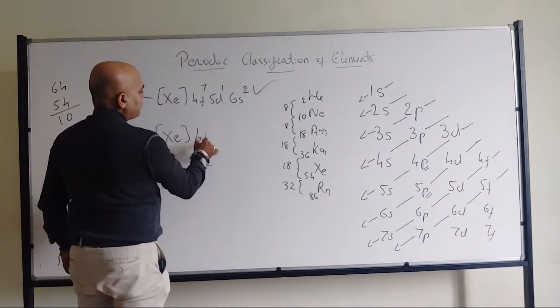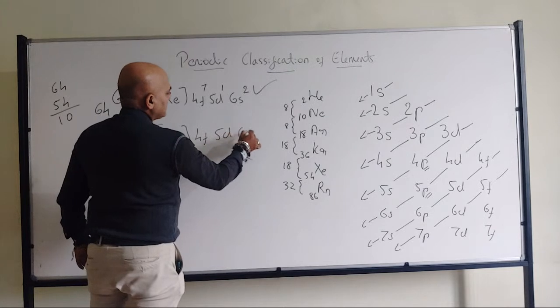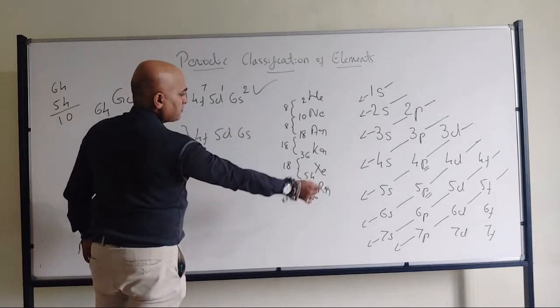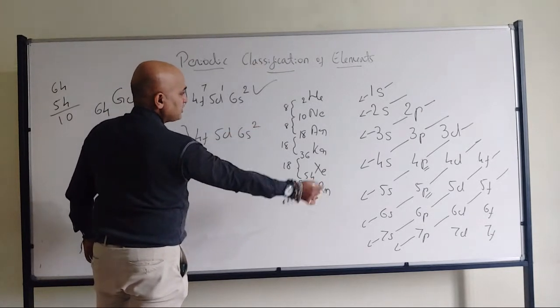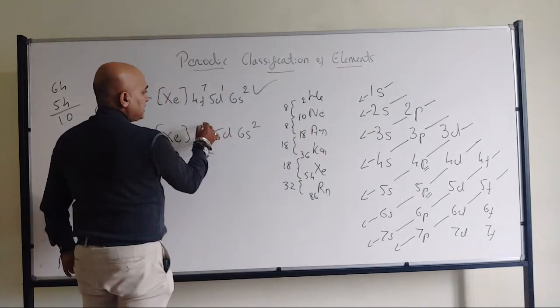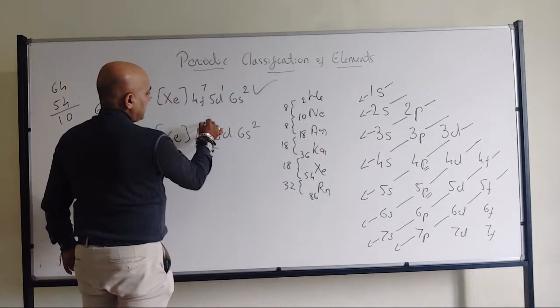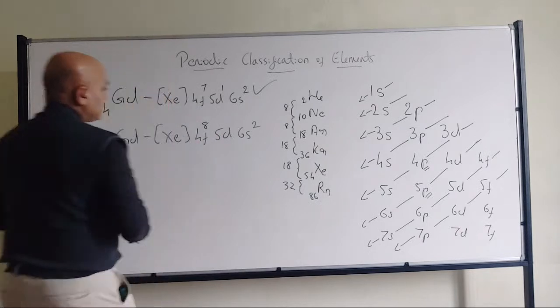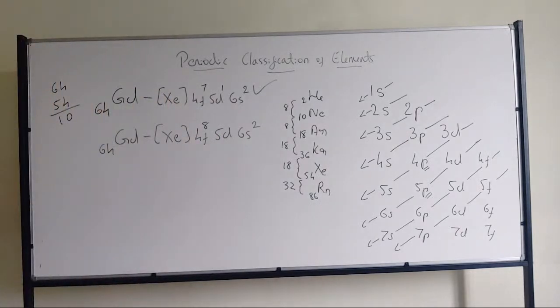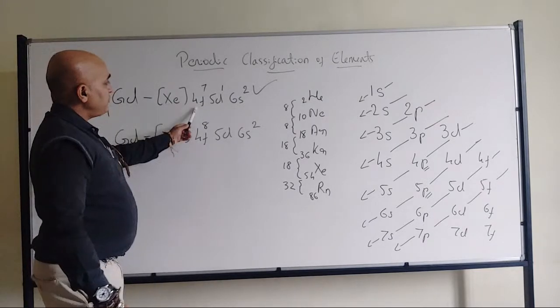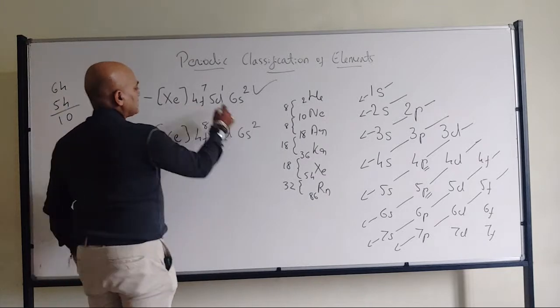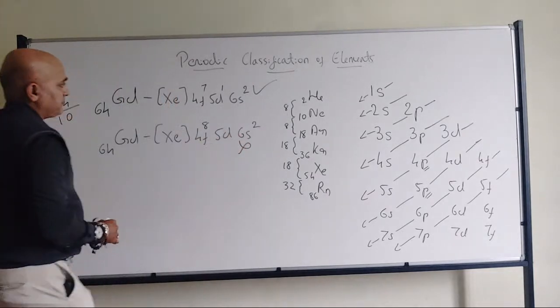If you want to go with the Aufbau diagram, then I can mention after 5p we have 6s2, then 4f, and here we can fill it up as 8. But gadolinium wants to go with half filled for the 4f. So therefore, this is the proper electronic configuration, not this one.